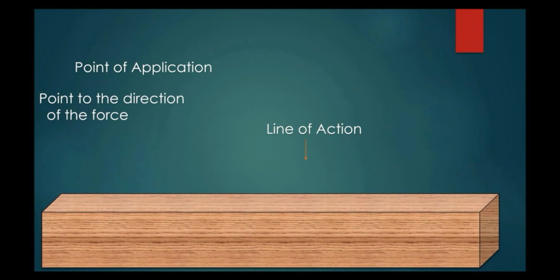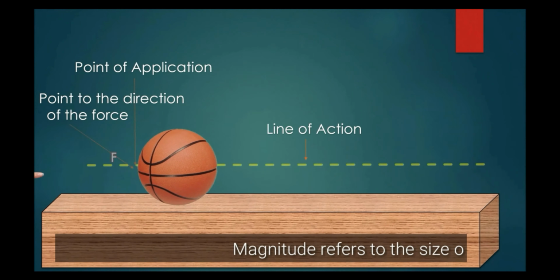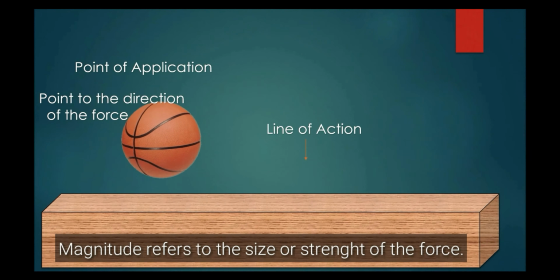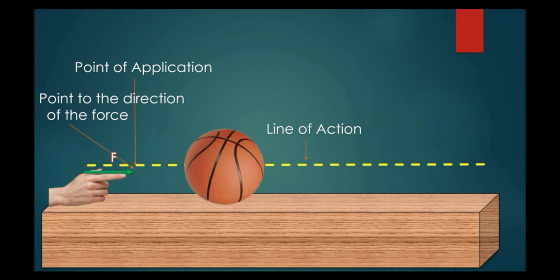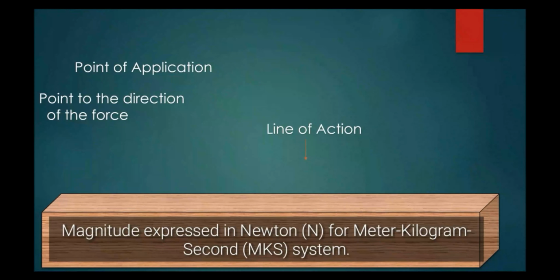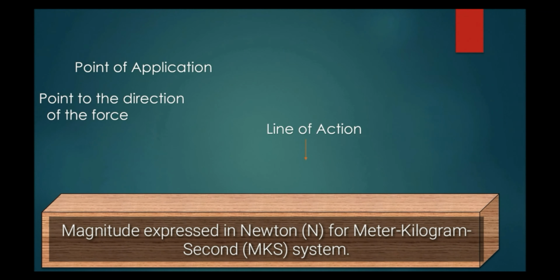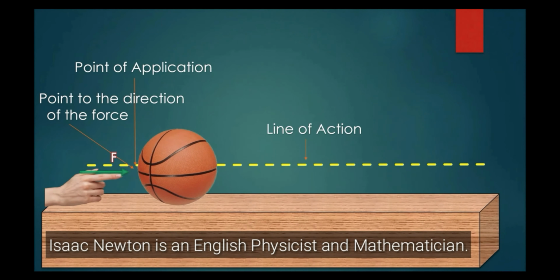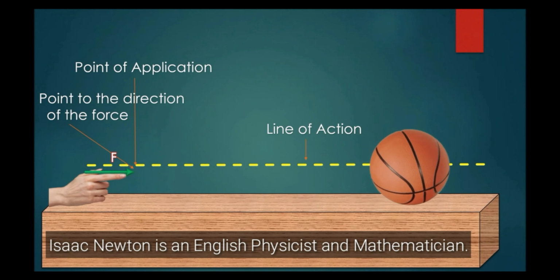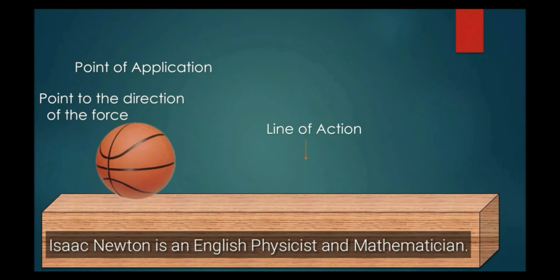Let us remember the following terms. Magnitude refers to the size or strength of the force. It is commonly expressed in Newton or N for the meter kilogram second or MKS system. In the International System of Units or SI units, Newton is commonly used, which is named after Sir Isaac Newton, an English physicist and mathematician.